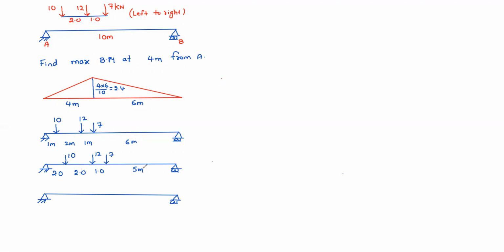Then I will show you another loading, one more loading condition. That is, put 10 here, then after 2 meters 12, then after 1 meter 7. That is, this is 4 meters, 2 meters, 1 meter, 3 meter. Okay, like this. So for which loading condition we get maximum bending moment at a 4 meter, we will see.